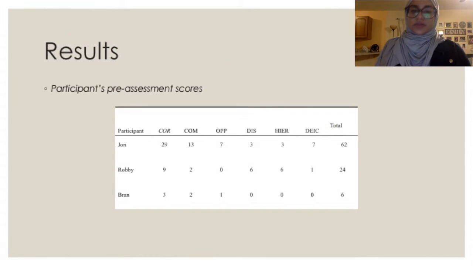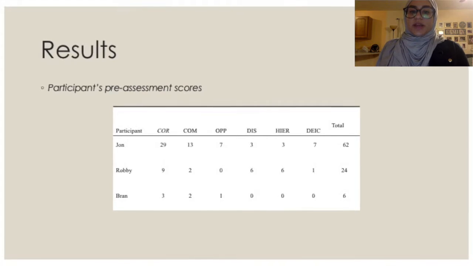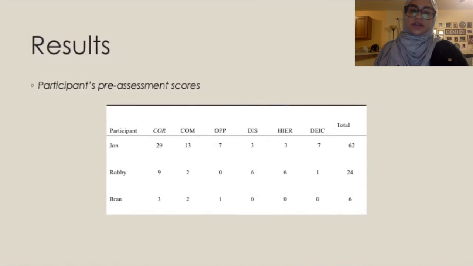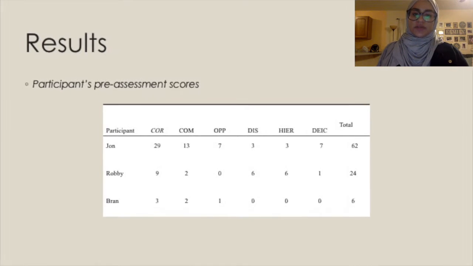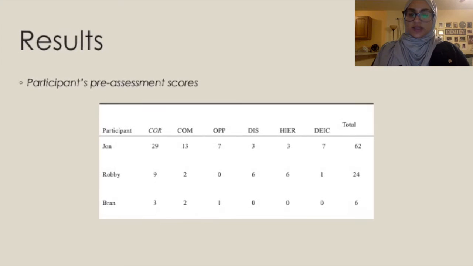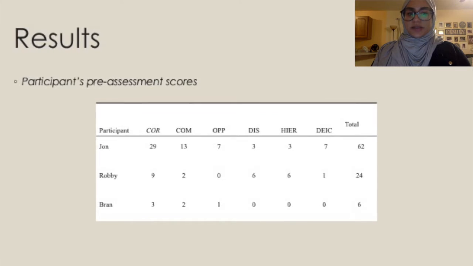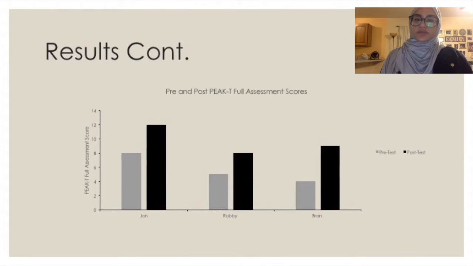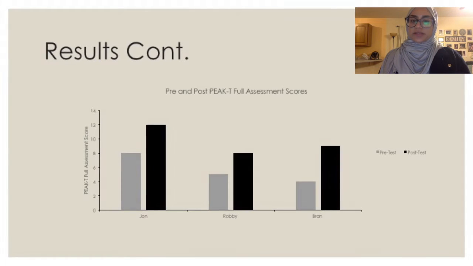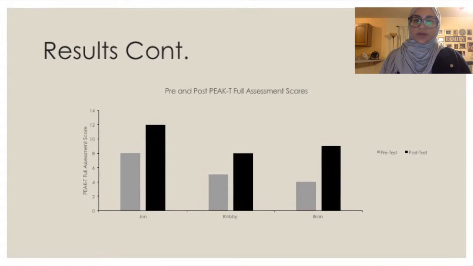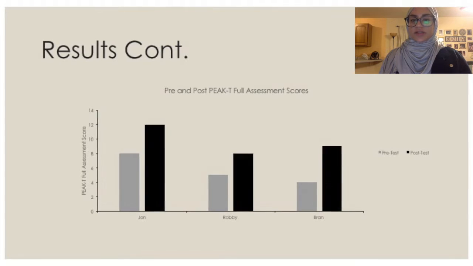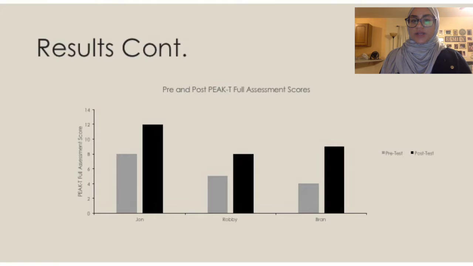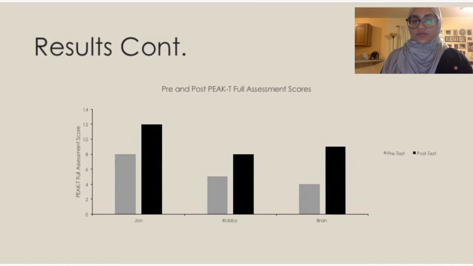The pre-assessment scores for each of the participants are displayed in the table below. They depict each of the participants' scores in each of the frames, as well as the total for the pre-assessment. The results of the full assessment for each of the participants are demonstrated in the graph below. The bar graph illustrates the score each of the participants was able to achieve before and after training in the PEAK-T programs on the full assessment.